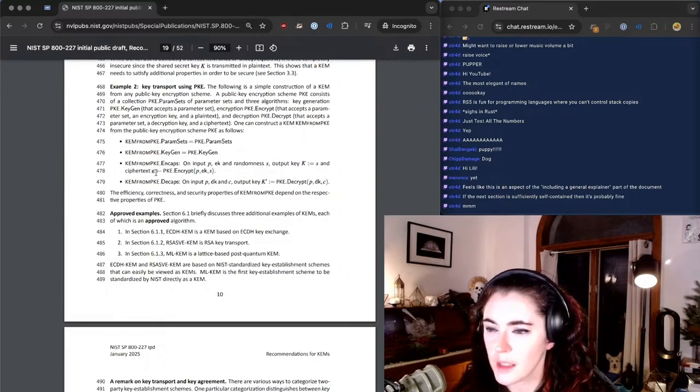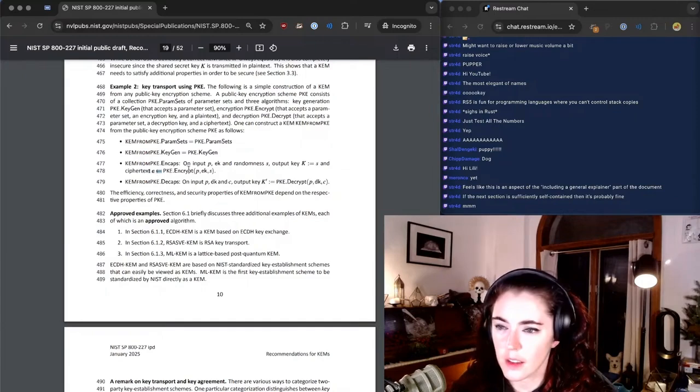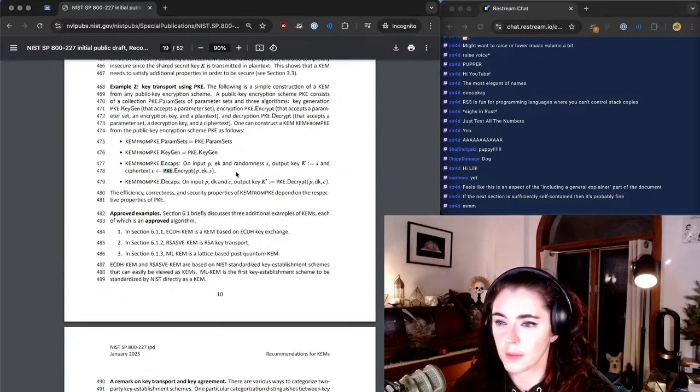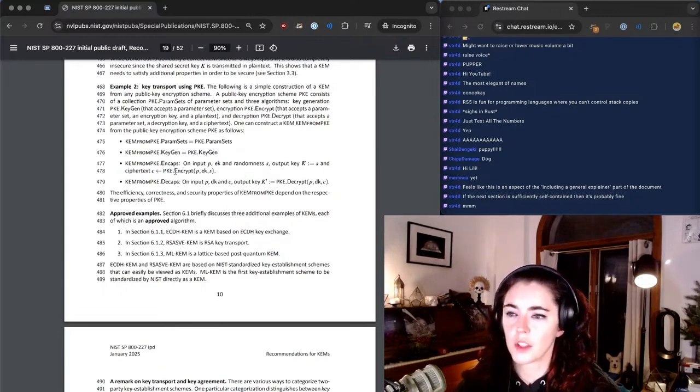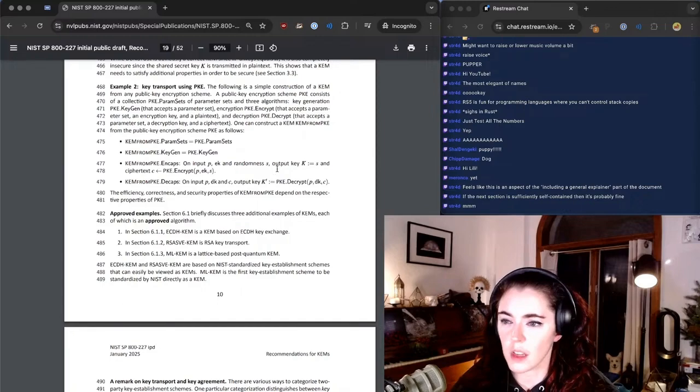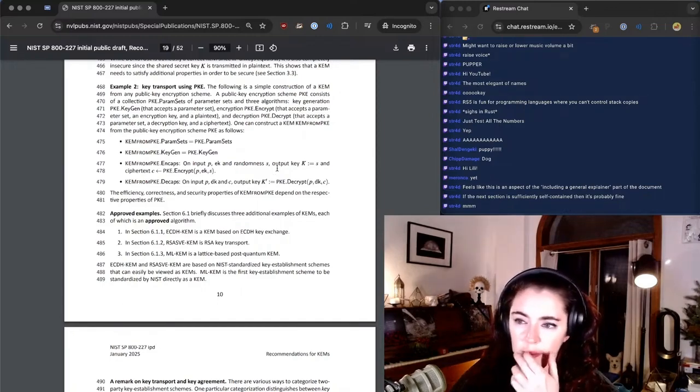But this, I don't like it. The output is not directly bound to the ciphertext, and it all depends on the properties of the public key encryption scheme. If this is bad, everything's bad, and we have designs for KEMs that account for that.